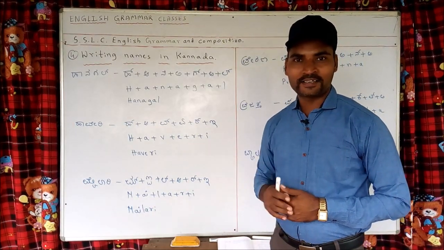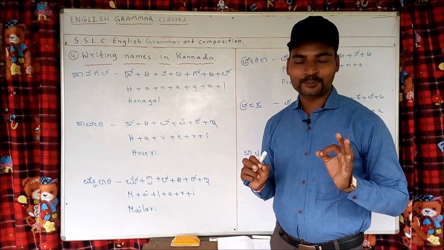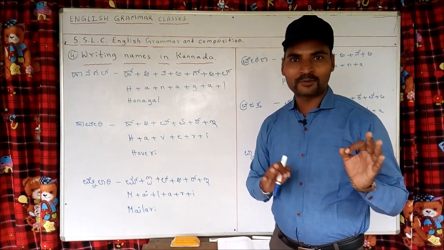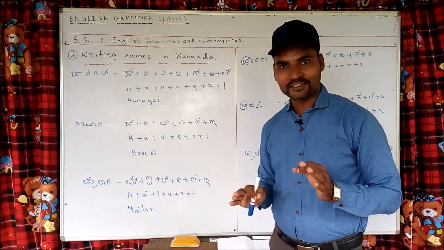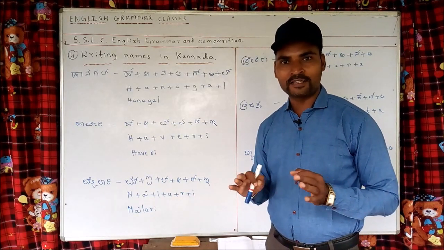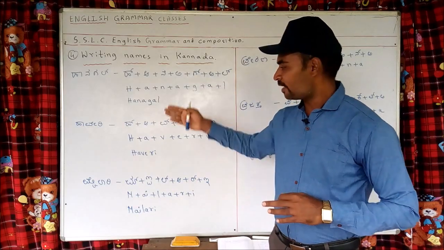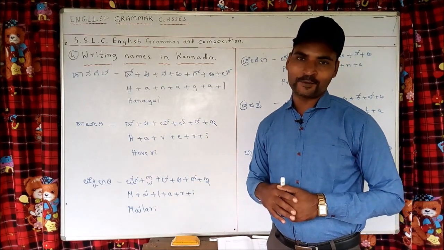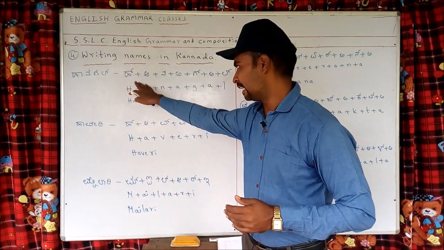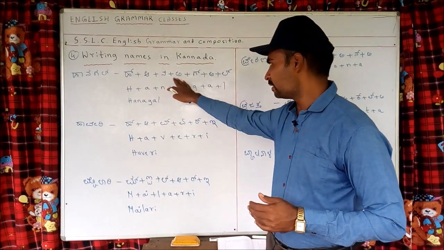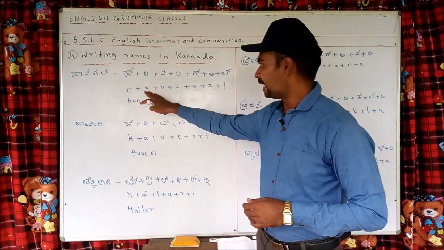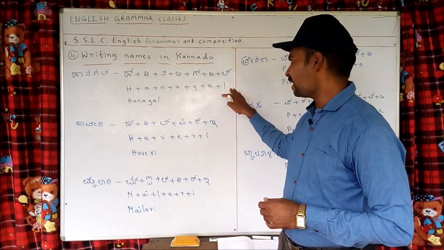This is also very tricky. If we learn to write the Kannada Varnamale, the Kakavali, in English letters, then writing names is not a difficult thing at all. Hanagal, H A N A G A L.